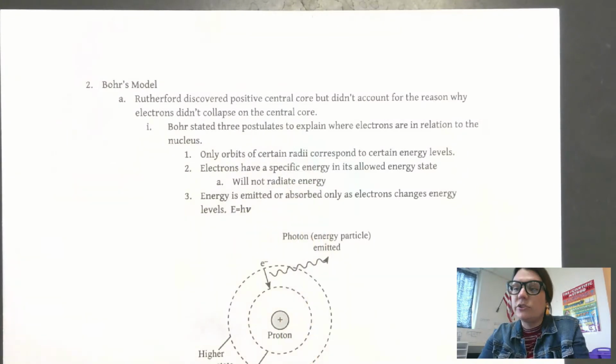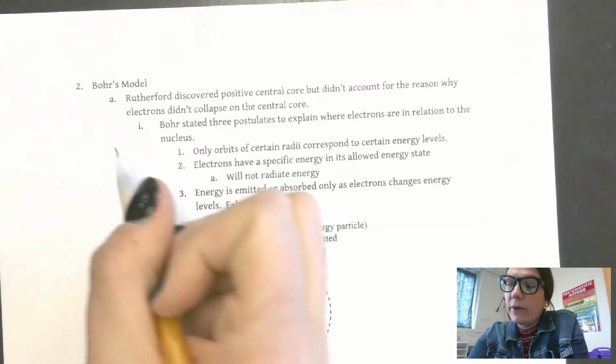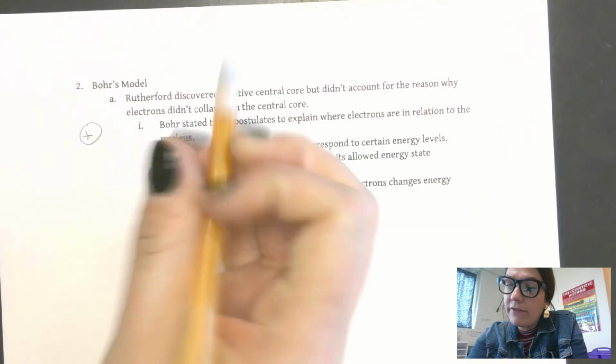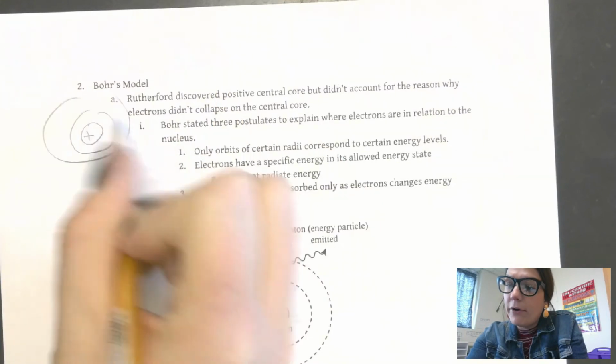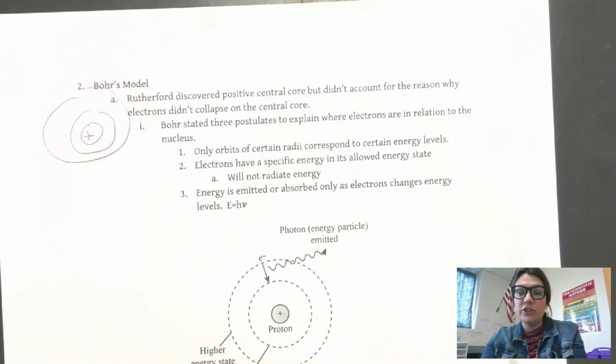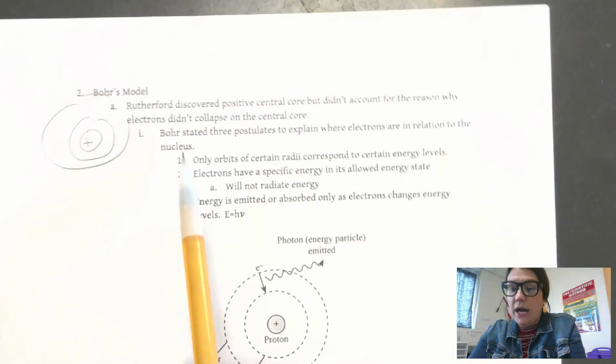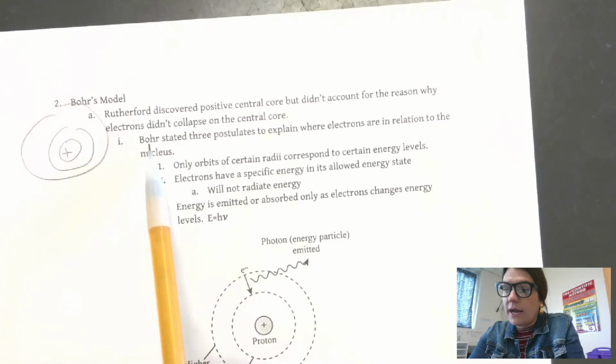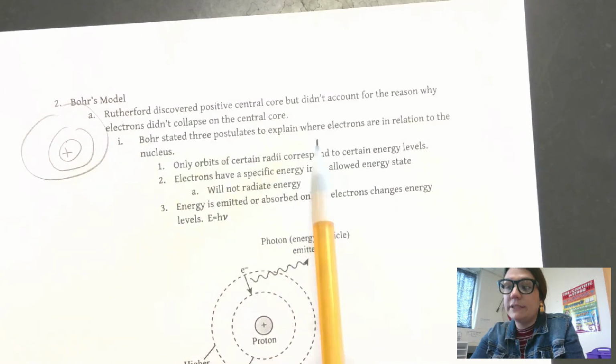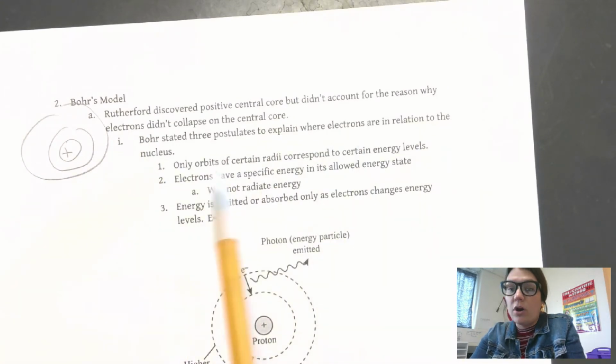Okay, so Rutherford identified that we had the positive center, but he didn't talk about the electrons and why they weren't sucked into the center towards the nucleus. Because the law of gravity tells us that everything should sort of collapse on itself, but what was happening is that these electrons were not doing that. Okay, so along comes this guy named Bohr, and he stated 3 postulates to explain where electrons are in relation to the nucleus.